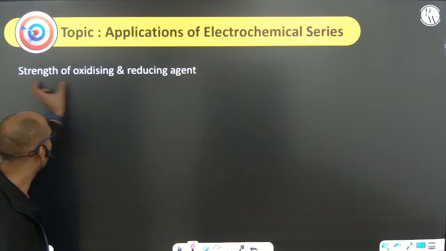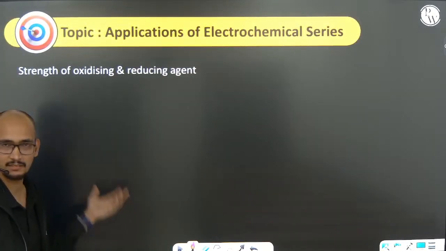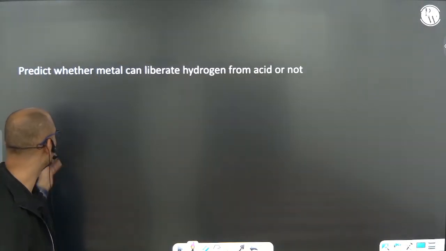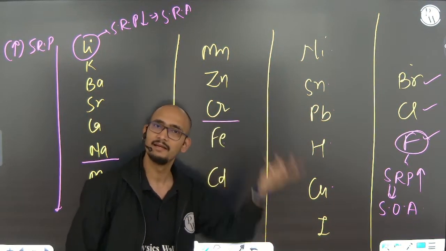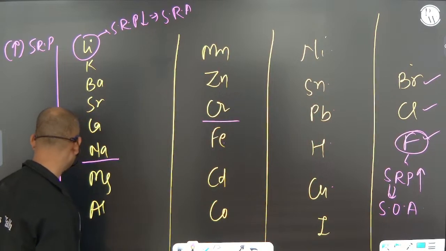Chalo theek hai, directly come to the question. Better, the strength of oxidizing and reducing agents we can see from the rules. Predict whether the metal can liberate hydrogen from the acid or not. If something is above hydrogen, all these metals can remove hydrogen from acid.